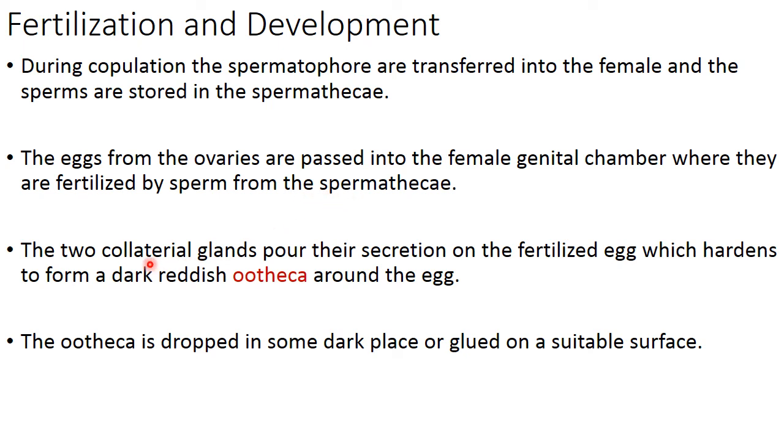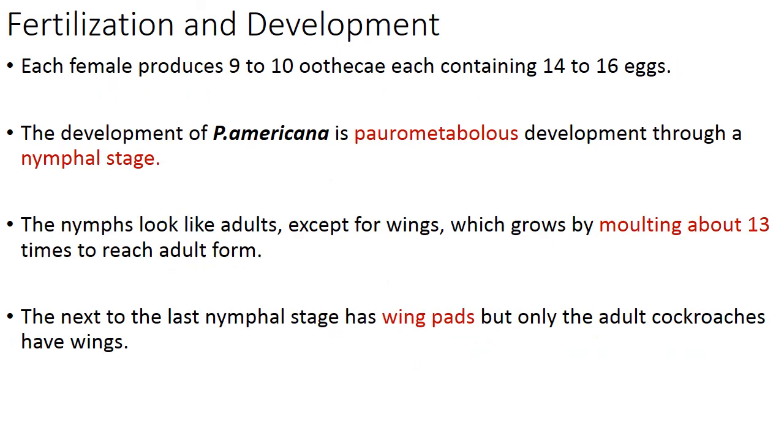Now the 2 collateral glands are going to pour their secretions on the fertilized egg, and this will then harden to form a dark reddish ootheca around the egg. So sometimes you must have seen small brown cases attached to the undersurface of the kitchen platform, and these are actually the ootheca. These ootheca will be dropped in some dark place or glued onto a suitable surface.